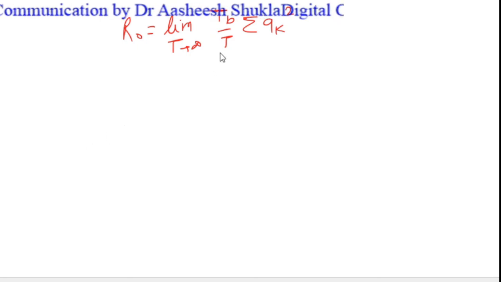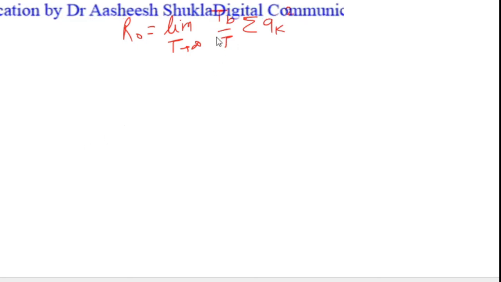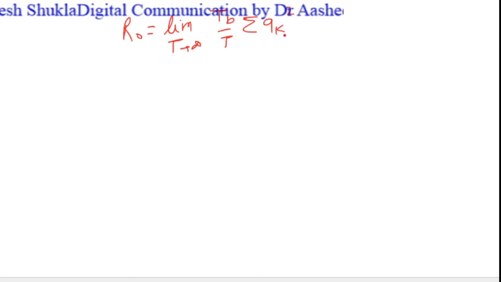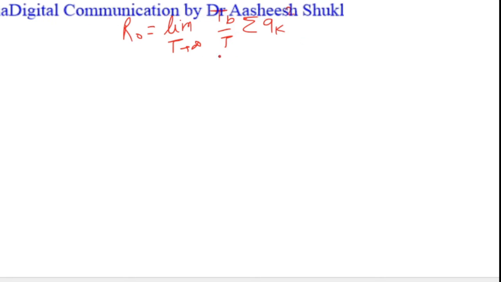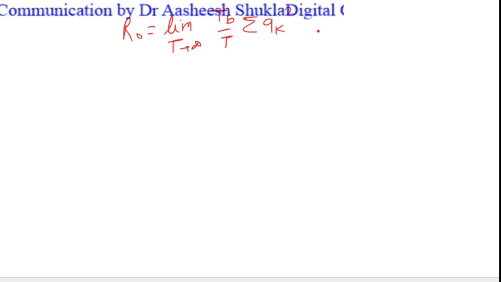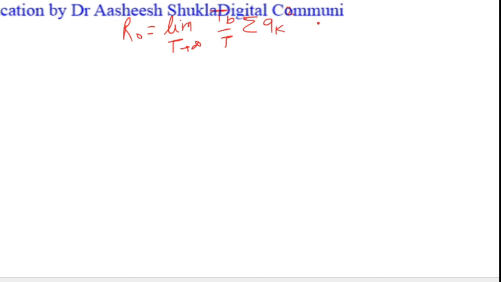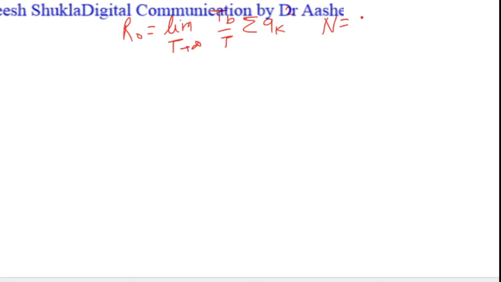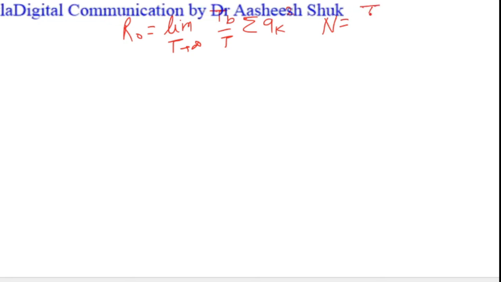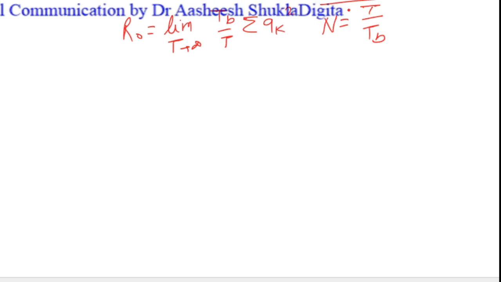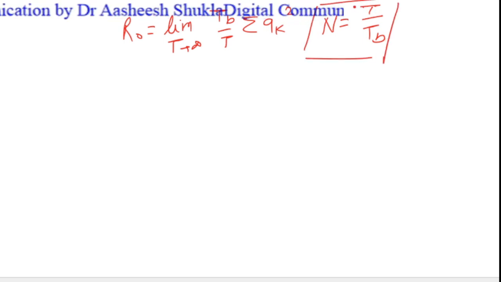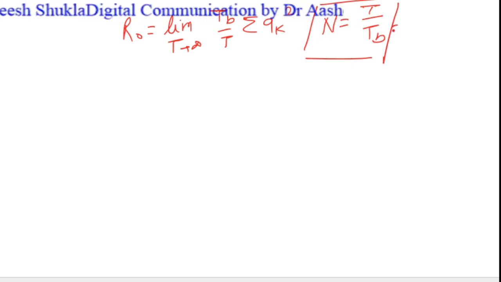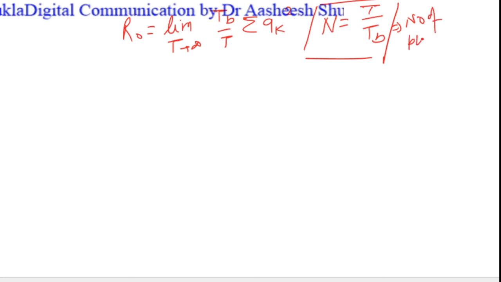I will tell you what is the meaning of R naught. So now we can say that R naught can be represented as limit of t tending towards infinity tb upon t summation of ak square, and we know that if our t is tending towards infinity, it means that t is very large, right, and tb is very small. So we can have n number of pulses incorporated in that whole time period. So n can be represented as t upon tb. You can divide the whole time period by a single bit duration to get the number of pulses.